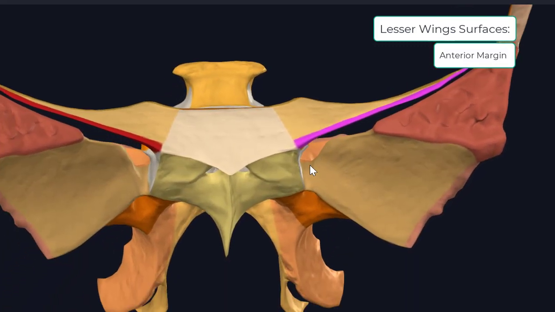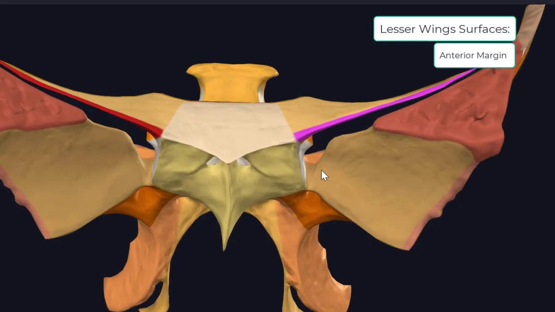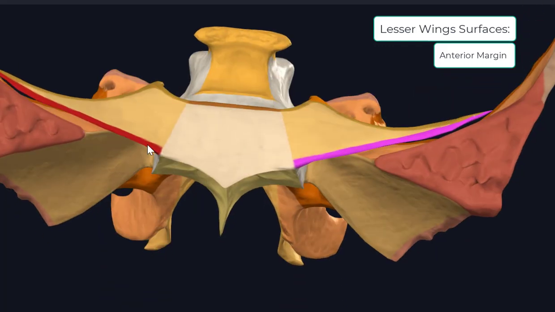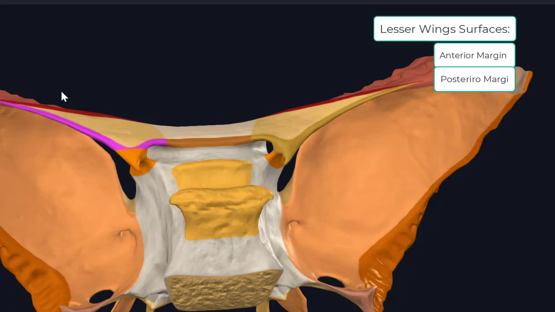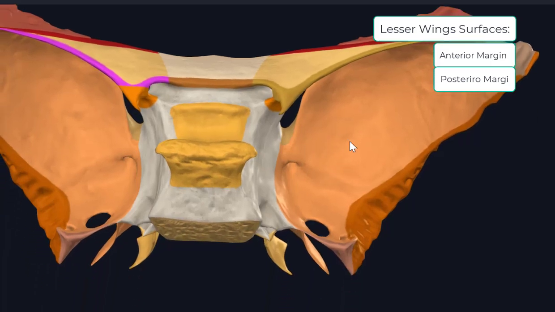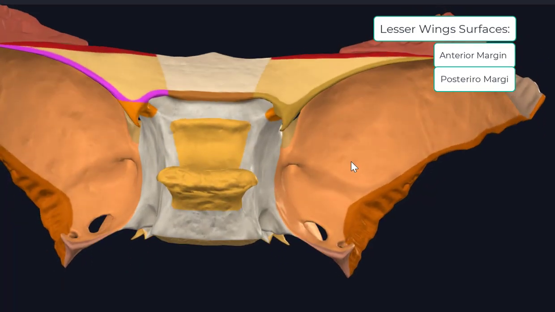Each anterior border articulates with the sphenoid margin of the frontal bone, contributing to the formation of the sphenofrontal suture on both sides. Posteriorly, we can distinguish the posterior margin of the lesser wing on both sides. They provide attachment sites for the tentorium cerebelli and diaphragma sellae, and contribute to the formation of the boundary that separates the anterior and middle cranial fossa.